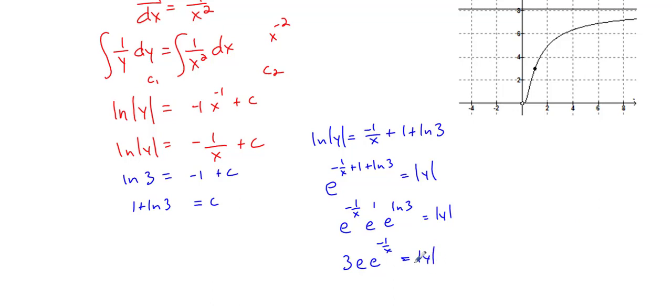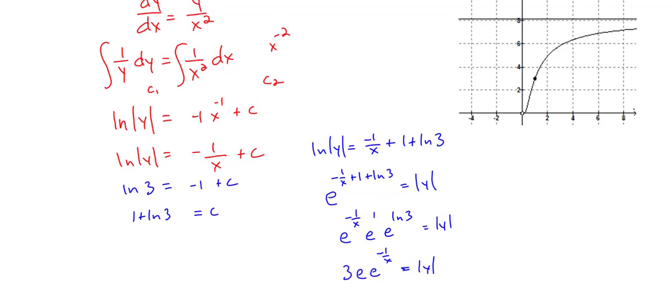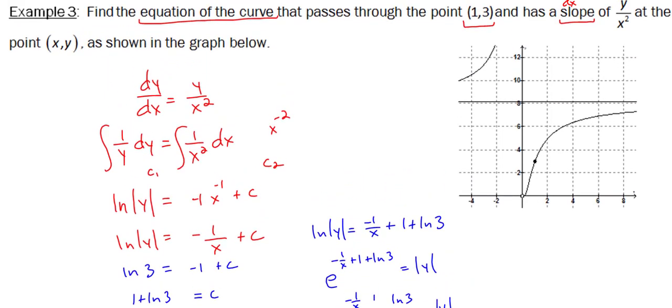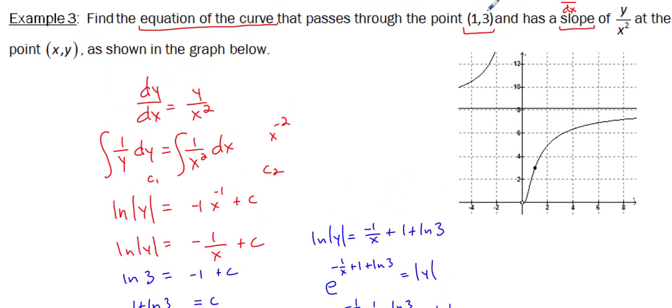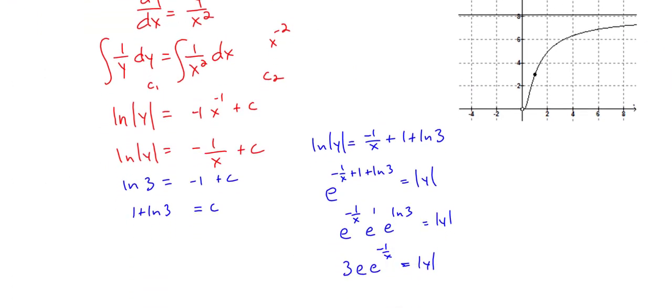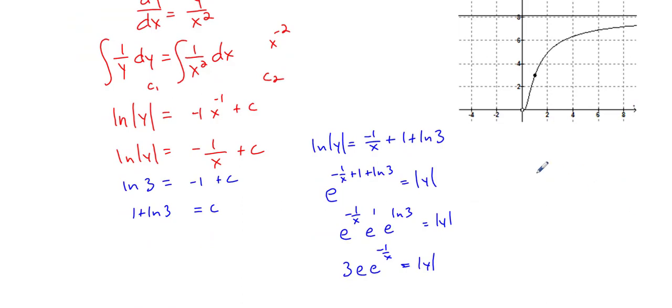And we'll talk later a little bit more about how to get rid of that absolute value. But think about it, guys. Y is positive in our initial conditions. Do we really need the absolute value? Yeah. Okay, we'll talk more about this later. What time we got?